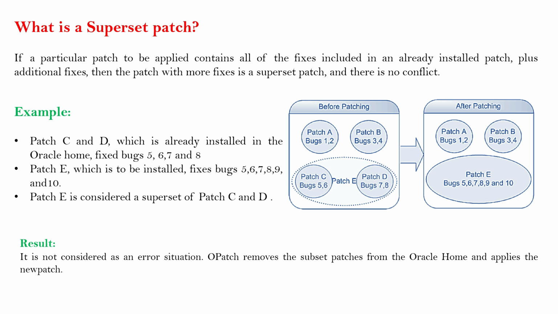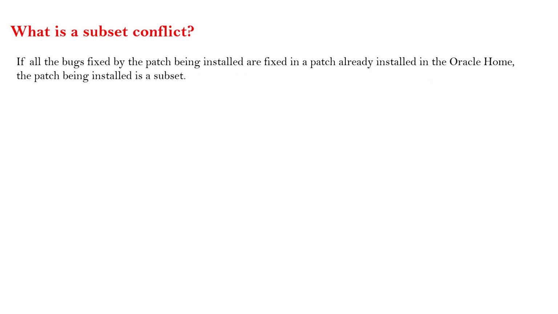OPatch will remove the previous patches from the Oracle Home and apply the new patch. So it is very safe because patches C and D, which are going to be removed, have those particular bug fixes already in patch E, along with a few more new bug fixes. So we can safely remove patches C and D, and then we can apply the new patch, which will include the previous functionalities along with the new functionalities.